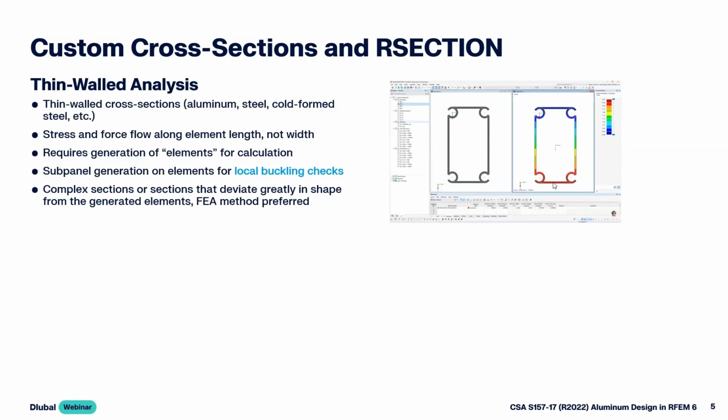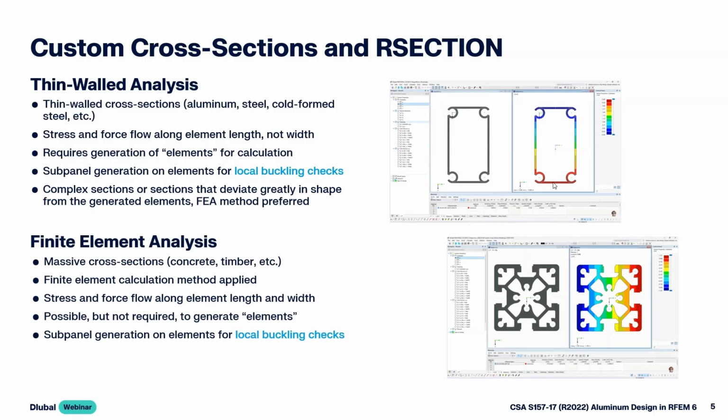Now, with this calculation type, it does require the generation of what we call elements. This will make more sense once we get into the example. But the advantage here of these elements is that once we bring this cross-section into RFEM, we can do the full member design, but we also can generate what we call the sub-panels, which will be taken into consideration with the local buckling checks according to that CSA standard. Now, when we move into more complex sections or sections that deviate greatly in shape from the generated elements, this is typically where we like to move to an FEA method instead.